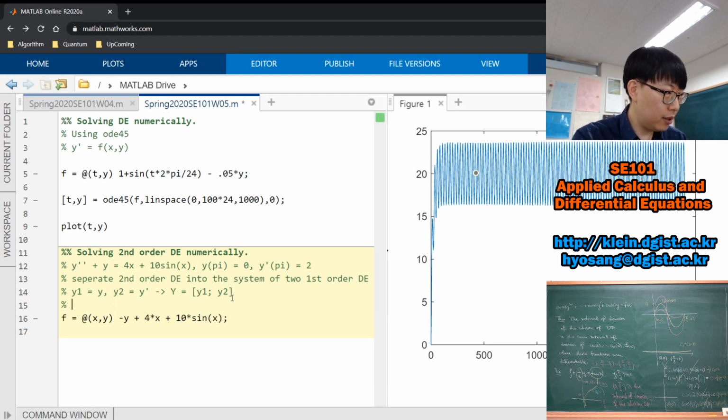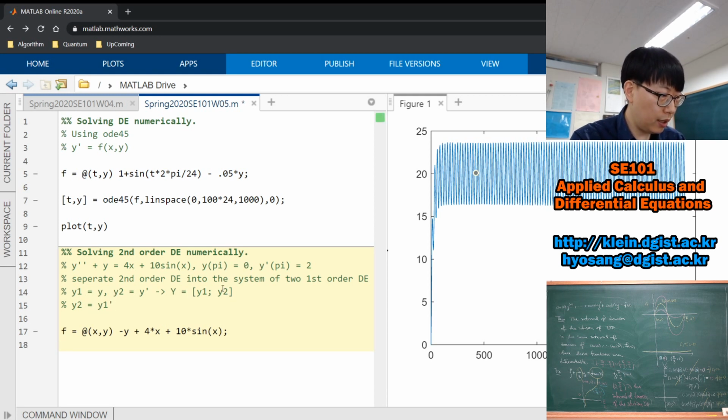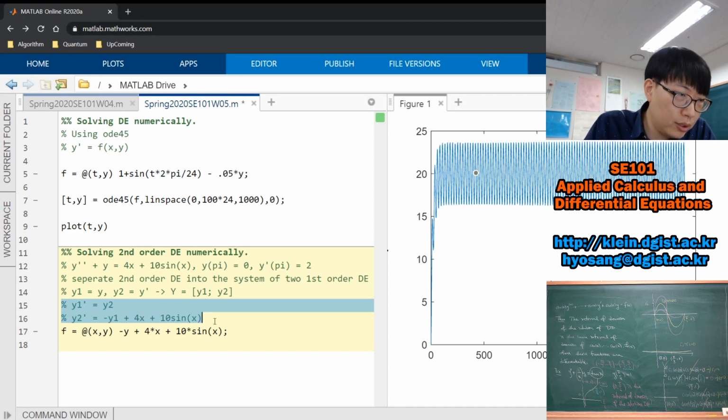Then I have y2 equals y1 prime. That's the first differential equation. And another equation is y2 prime equals minus y1 plus 4x plus 10 sine x. So you see these are two, sorry, y1 prime is y2. Let's make it the opposite way. These are two first order differential equations, right?